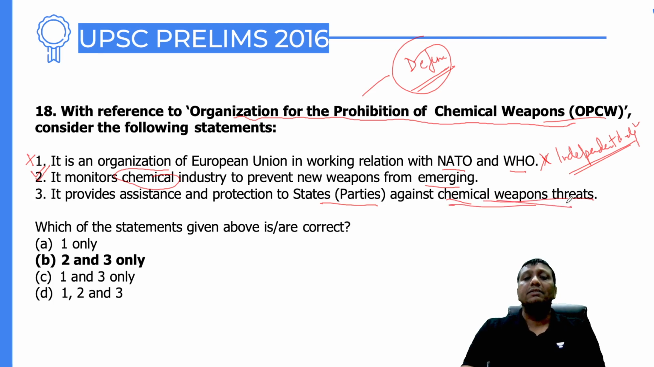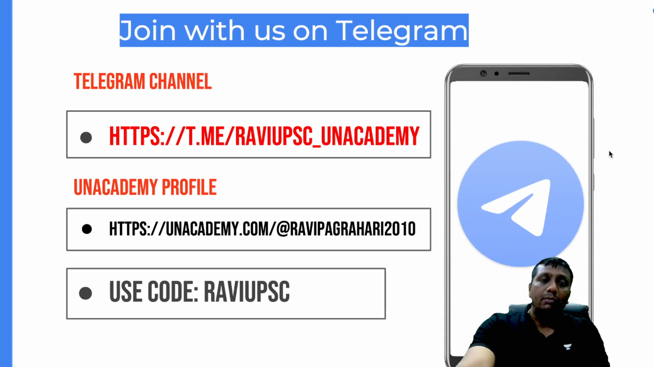If any country has a problem where an enemy country can drop chemical weapons, don't worry. In these cases, the OPCW will work and try to save you against the chemical weapon. So that's why the second and third statements are right. But remember, it has no control of NATO or WHO. It is an entirely independent body.